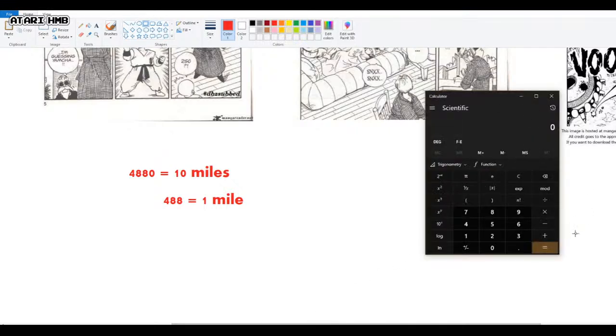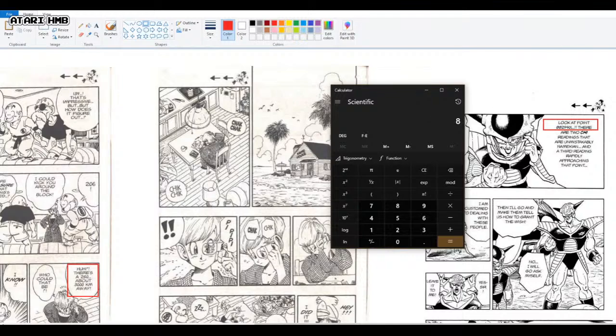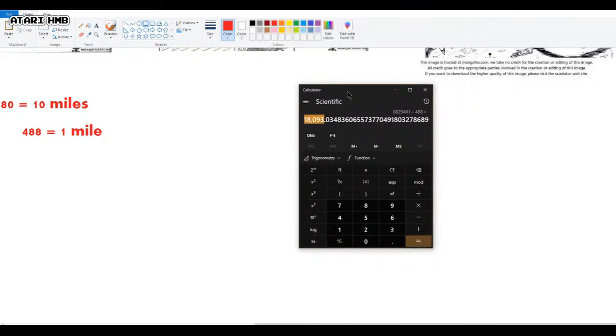Let's take Frieza's calc or number and let's compare it. All right, so 8,829,401. Okay, now let's compare it. So if this is how many points Frieza is, then all we got to do is, I believe it's divided by 488, and that'll give us the mileage. So that tells us that at this point, Frieza was reading a scale to be about 1,893 miles away, bare minimum.